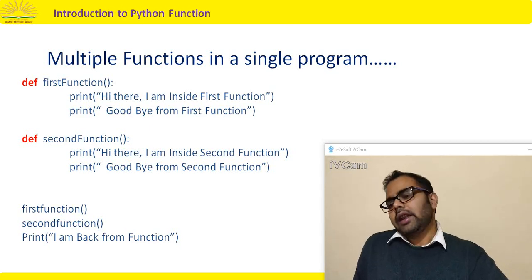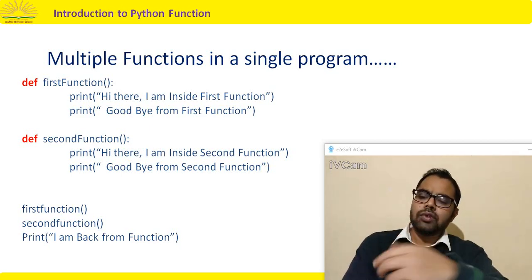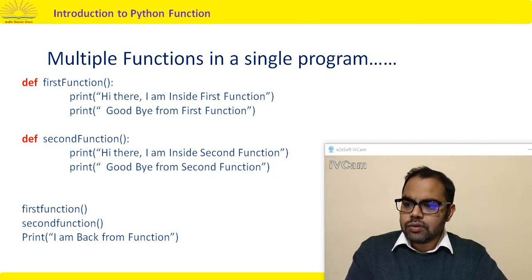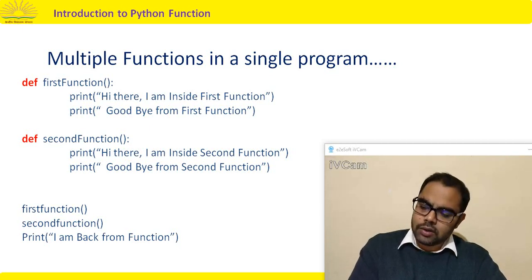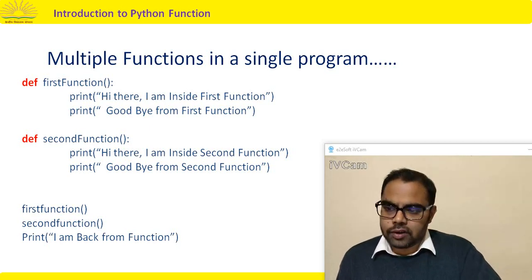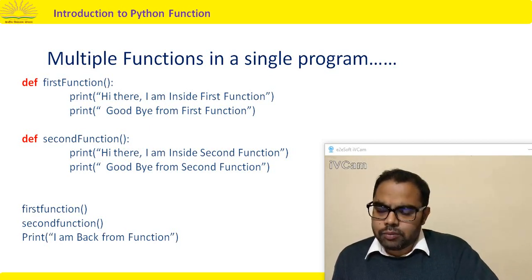Again here we are having another function call, that is calling the second function. So from here we will go to the second function, we will execute the second function here, these two print statements, and then return back to the original position where we are having another print statement waiting for us. So can you guess what will be the output here?